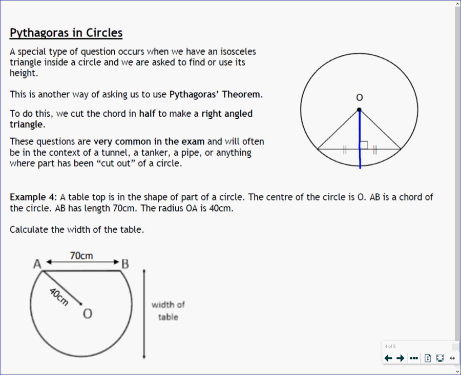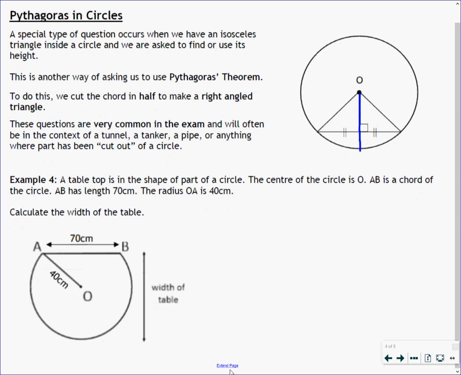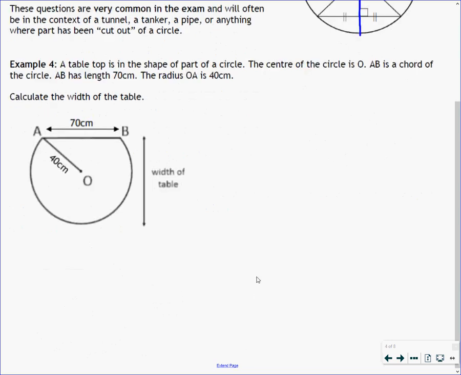So, example 4, it says a tabletop is in the shape of part of a circle. The centre of the circle is O. AB is a chord of the circle, which has length of 70 centimetres. The radius OA is 40 centimetres, and I want to calculate the width of the table. So the width of the table is this height going from the top to the bottom.